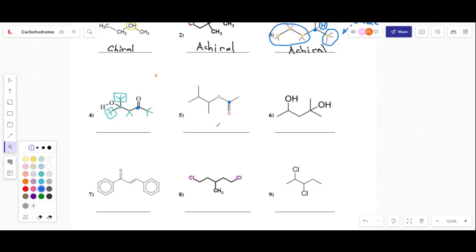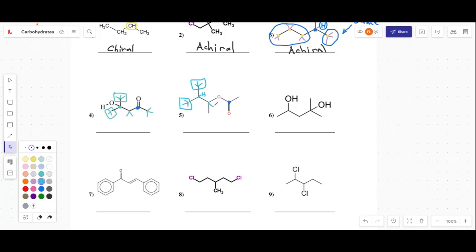Are there any chiral carbons in this molecule? No. Actually, there is. Let's take a look at it. 3 hydrogens here, 3 hydrogens here. So that one can't be chiral. This one has 1 hydrogen here, but it can't be chiral either because this is the same as this.